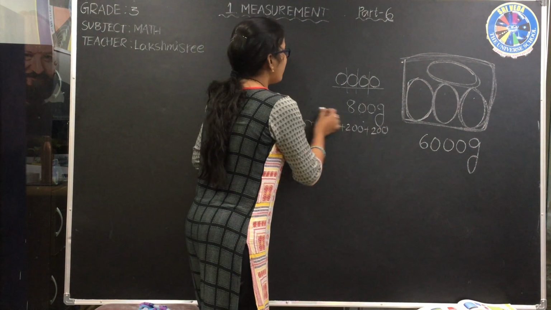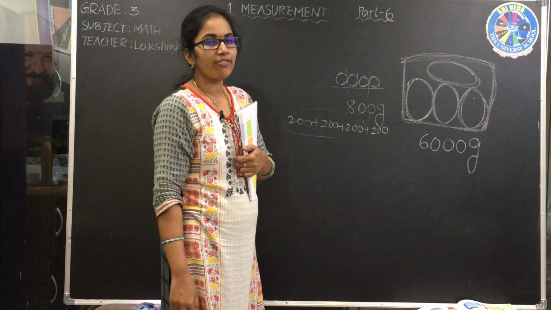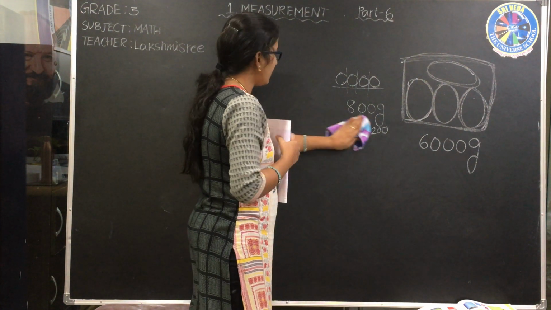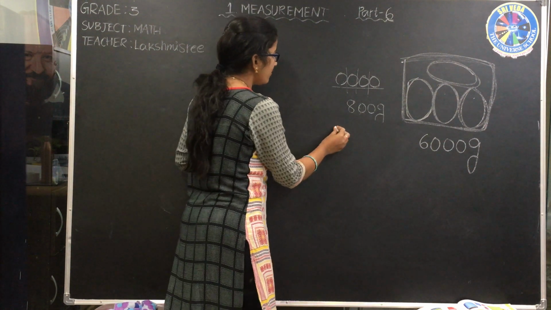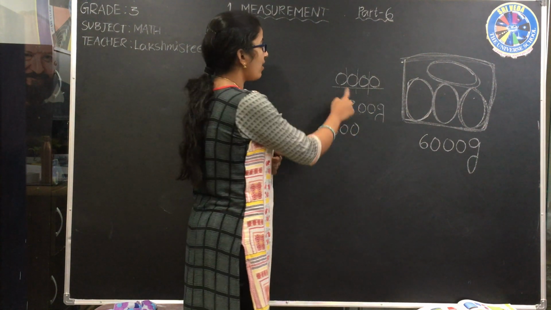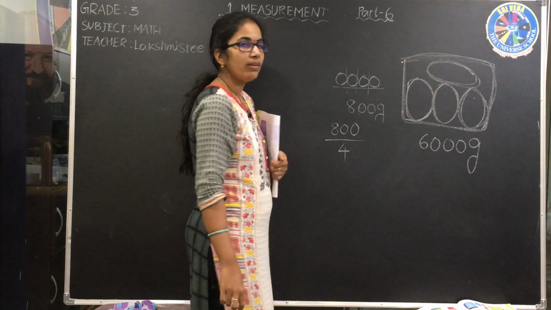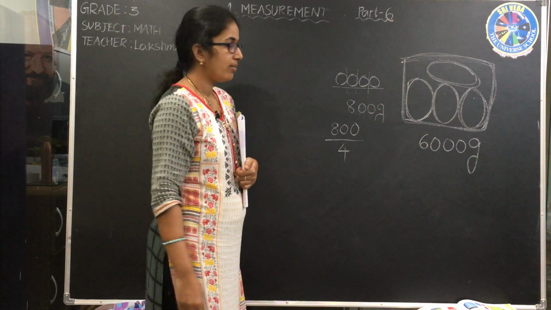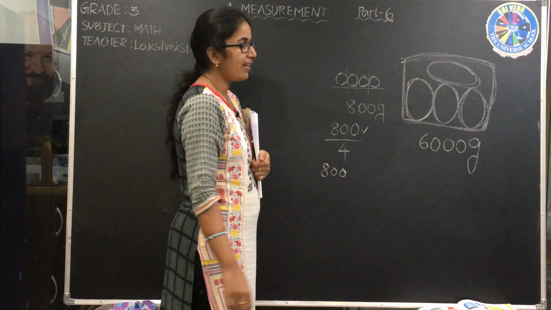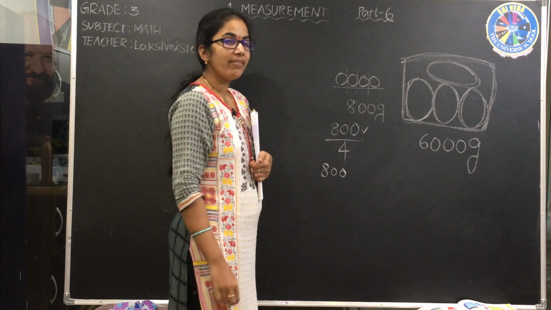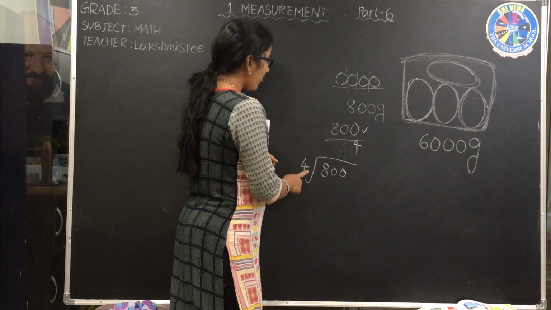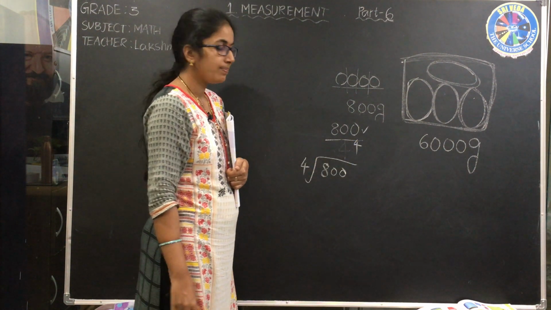But every time we can't find out like this. For smaller numbers we can. Then what is the way of finding this? See, here 800 grams, divided into 4 parts, because here we have 4. So, divided by 4. You know division, right, children? This is the dividend, then the divisor. So, write the dividend inside, then the divisor. What do we have to do in the first step?